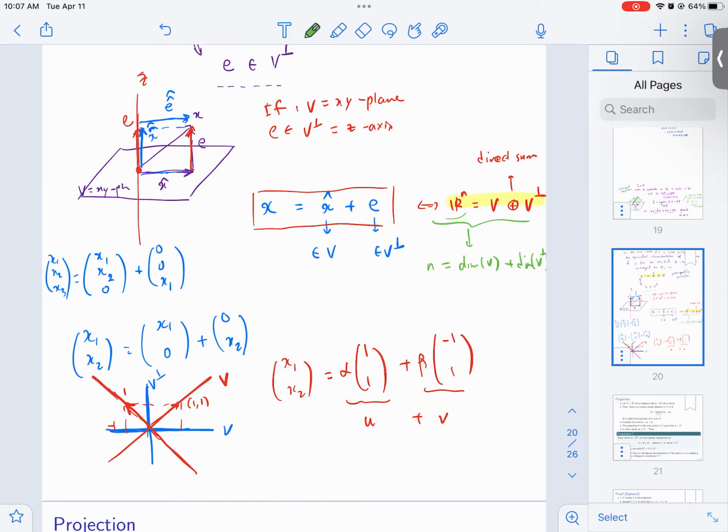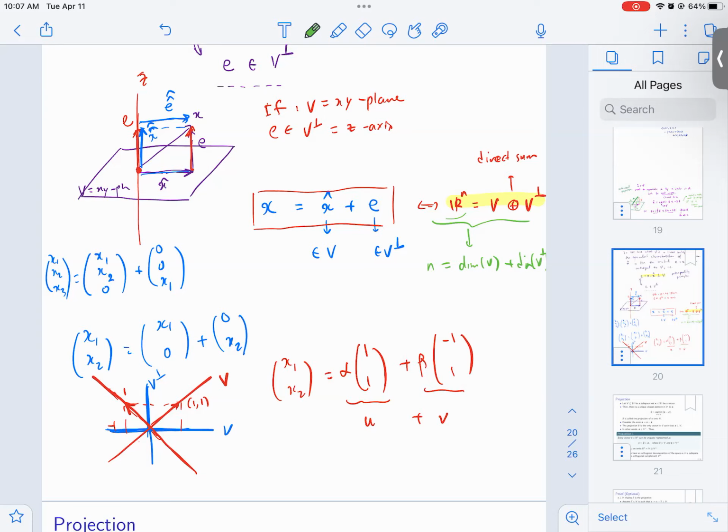In a sense, if you have a small V, the V perp would be big. If you have a big V, the V perp would be small. V perp picks up whatever is left by V. Sounds good?